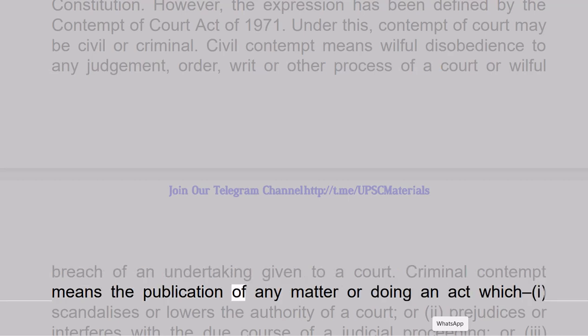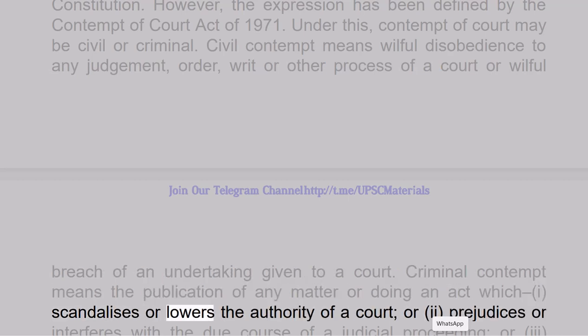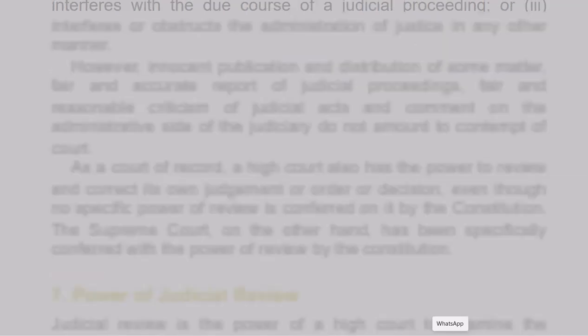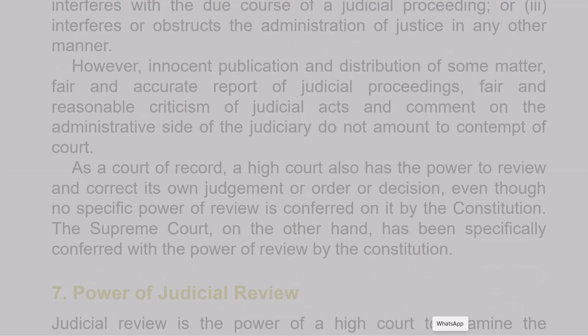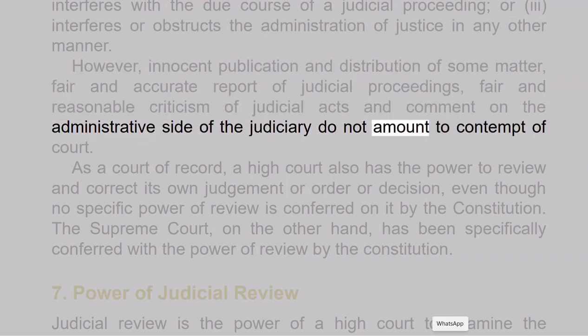Criminal contempt means the publication of any matter or doing an act which 1. Scandalizes or lowers the authority of a court, or 2. Prejudices or interferes with the due course of a judicial proceeding, or 3. Interferes or obstructs the administration of justice in any other manner. However, innocent publication and distribution of some matter, fair and accurate report of judicial proceedings, fair and reasonable criticism of judicial acts, and comment on the administrative side of the judiciary do not amount to contempt of court.